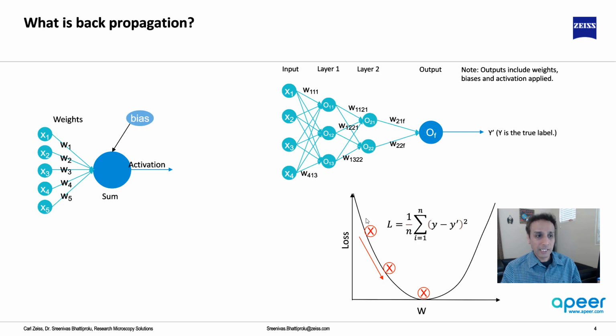If you plot this, let's say your loss function is like this, and if your initial weight, let's go back, if your weight right here is 1121, and then you run this network, you get some output here, and then you calculate your loss function.